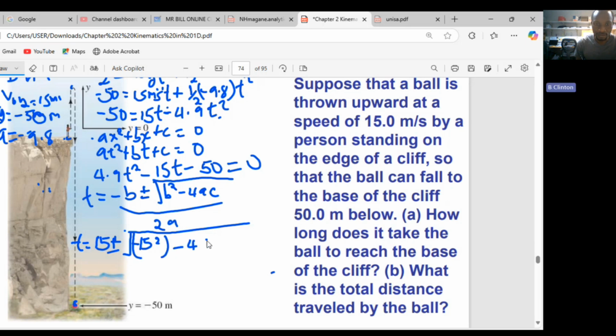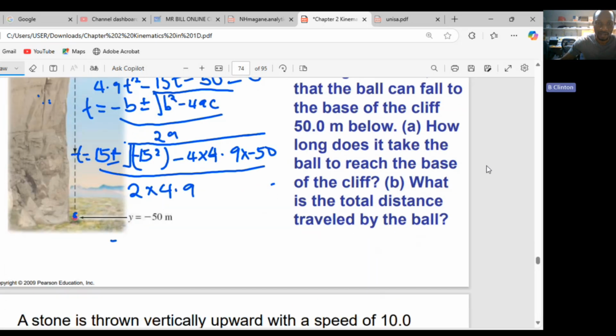minus 4 times our a, which is 4.9, so we're going to write times 4.9, that is our a, and our c times minus 50. Everything under 2a, and our a is 4.9. So if you look carefully, from here we can proceed and determine the value of our t.